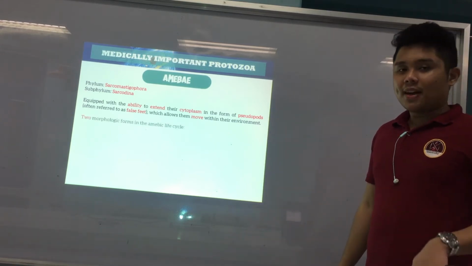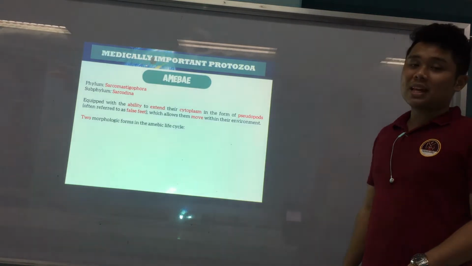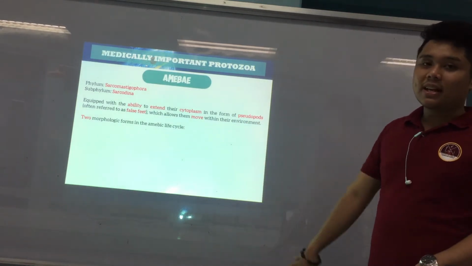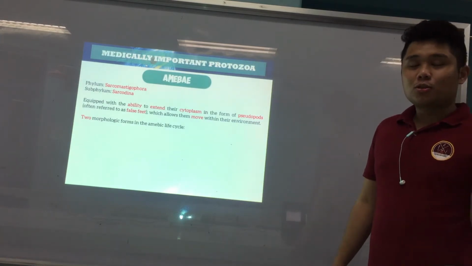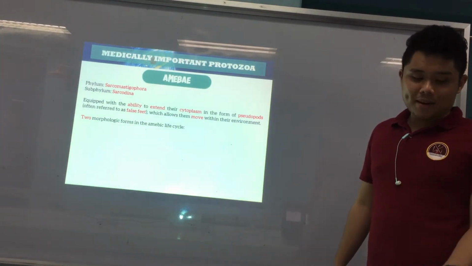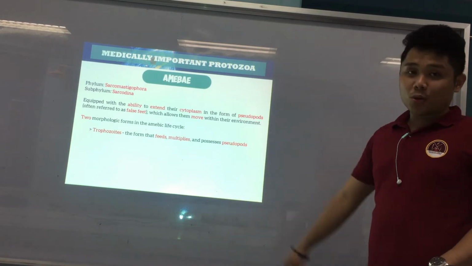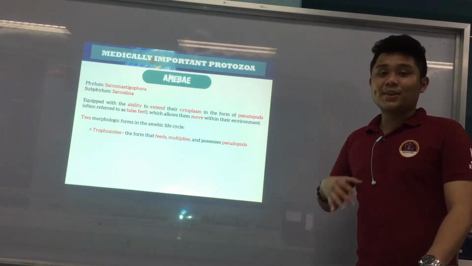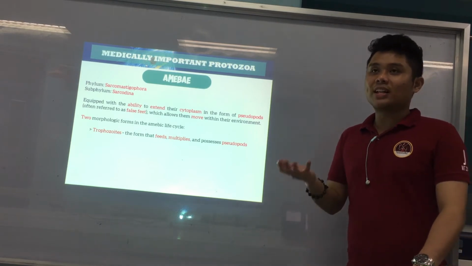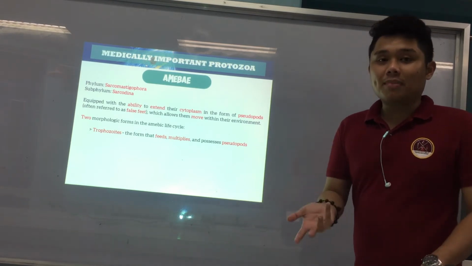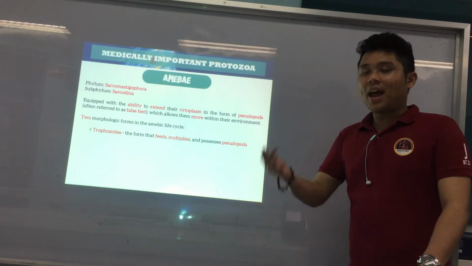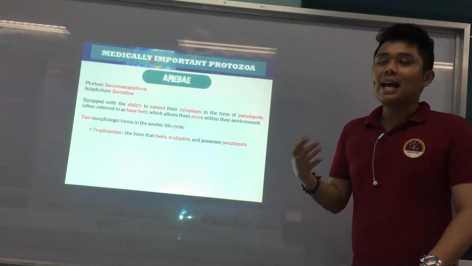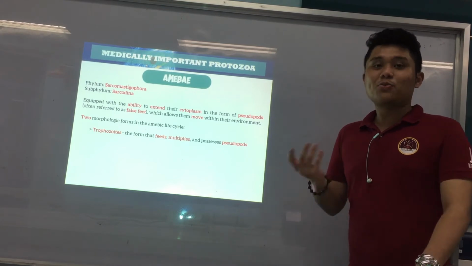Then we also have 2 morphologic forms in the amoebic life cycle. I've introduced these terms in our lecture on stool specimens for parasite examination. The first one is the trophozoite, the feeding stage of the amoeba. It's motile and possesses the pseudopods, because it needs to move to find food.